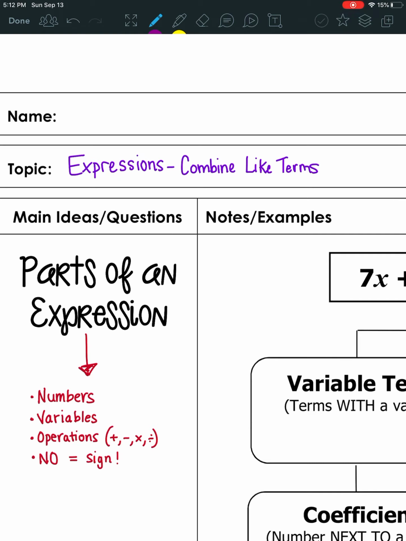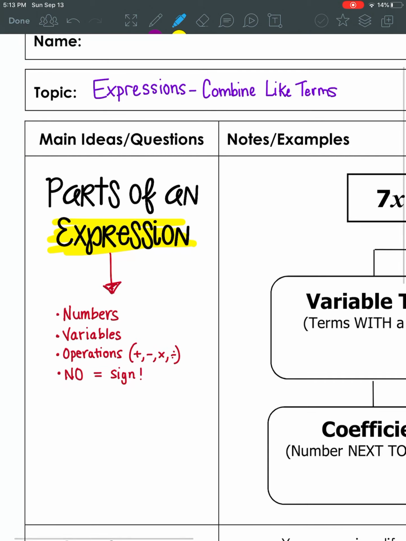So I have the topic up here in purple. We're getting into Bundle 2 today, and Bundle 2 has a lot to do with solving equations. Before we even begin equations, I wanted to make sure we know how to combine like terms in an expression. So I'm using some words here.